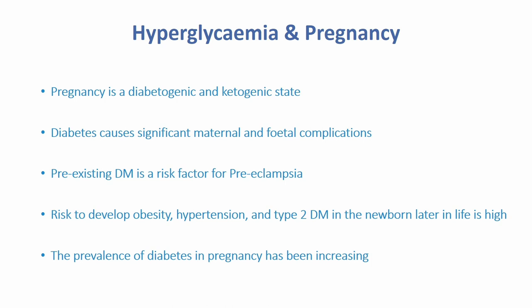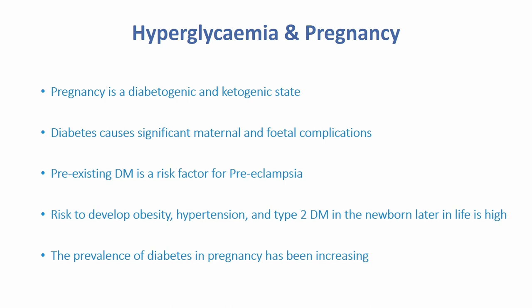Pre-existing diabetes is a risk factor for preeclampsia, as we discussed earlier. So we have to be careful when monitoring these patients' blood pressure, and we need to act very fast if the patient is developing hypertension, especially preeclampsia. And there's a risk of the newborn developing obesity, hypertension and type 2 diabetes if the newborn was exposed to hyperglycemia during fetal life.